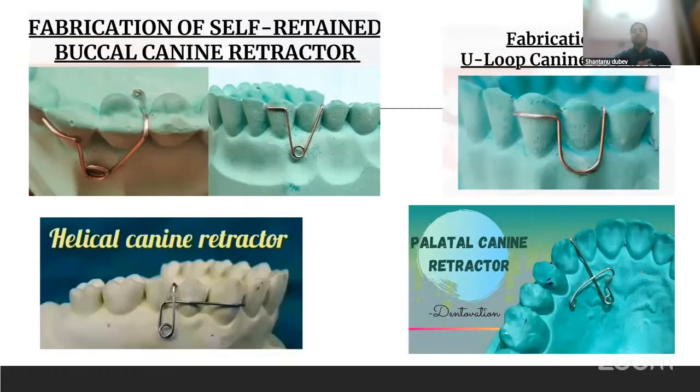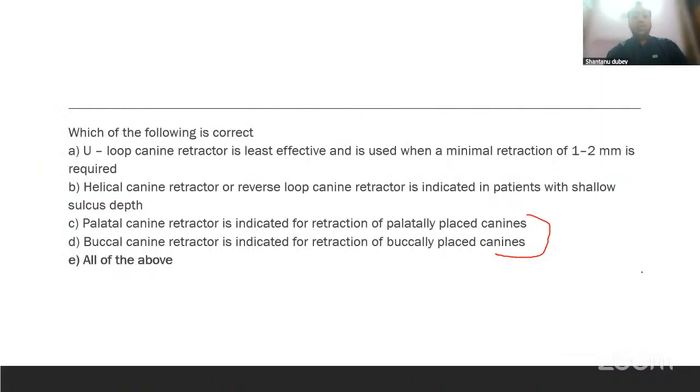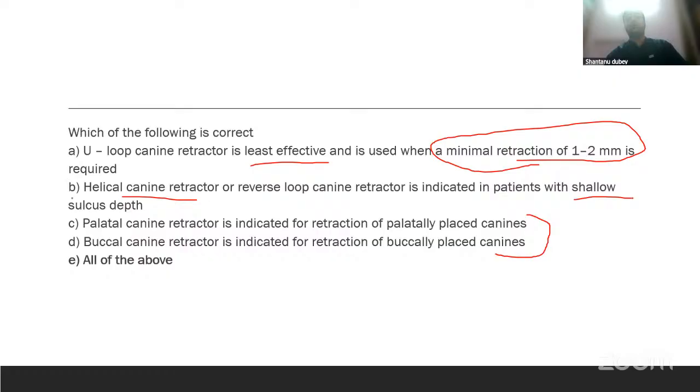But I want to talk to you about why U-loop canine retractor is least effective and is used for minimal retraction only, and why helical canine retractor is used for shallow sulcus depth. I don't want you to rote learn this. I want you to understand why this fact exists. Whenever we are trying to see the forces in these orthodontic removable appliances, we always remember this formula.